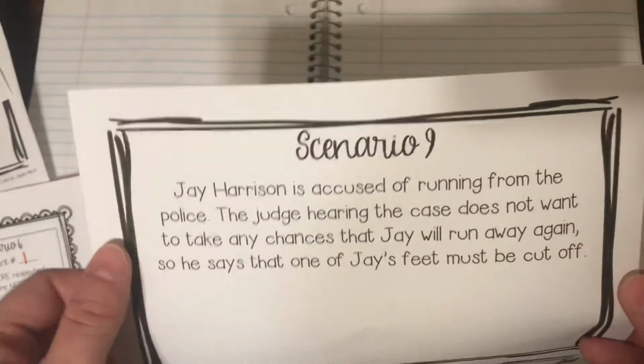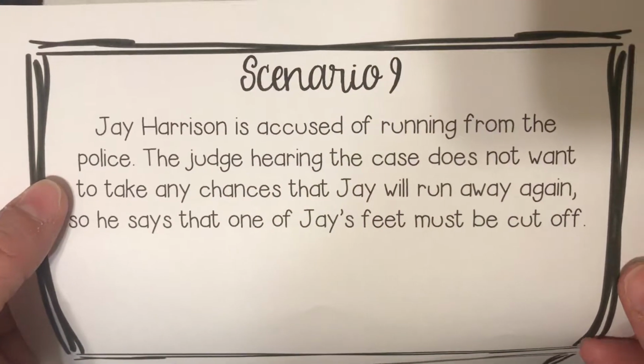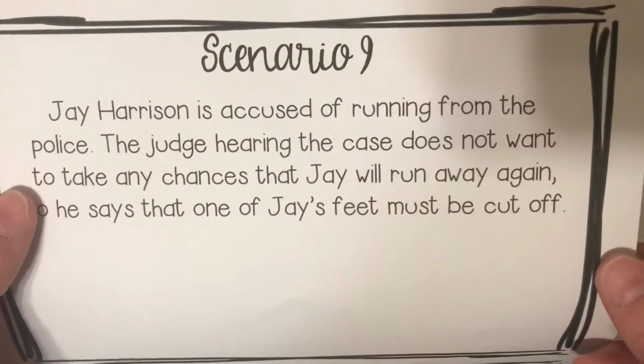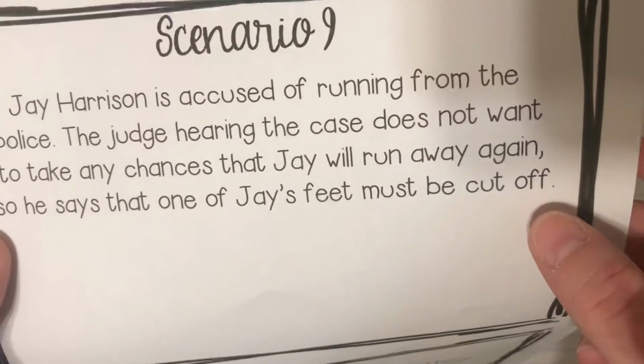Okay. 9. Jay Harrison is accused of running from the police. The judge hearing this case does not want to take any chances that Jay will run again. So he says that one of Jay's feet must be cut off.